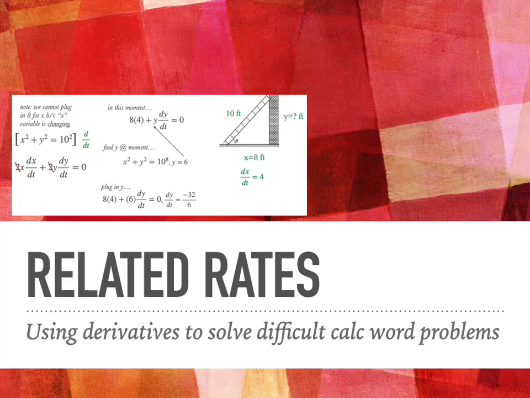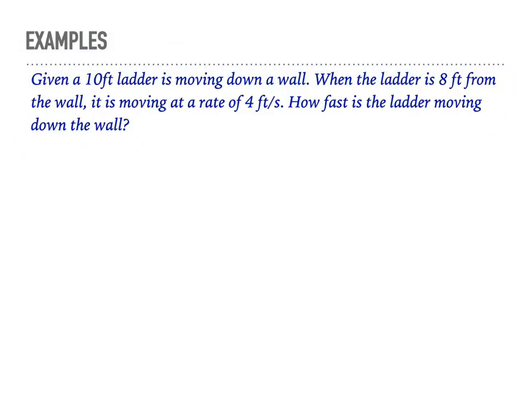Hey everybody, in this video we're going to be looking at related rates problems and using derivatives and implicit differentiation to solve these types of word problems. Now we've covered all the steps necessary to solve these types of problems in the previous video. So let's say we're given a 10-foot ladder that's moving down a wall. When the ladder is 8 feet away from the wall, it is moving at a rate of 4 feet per second. How fast is the ladder moving down the wall?